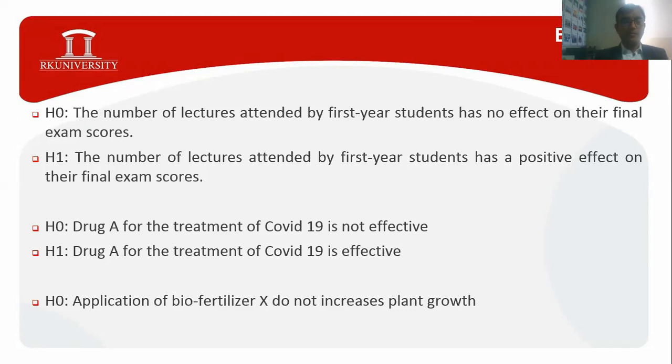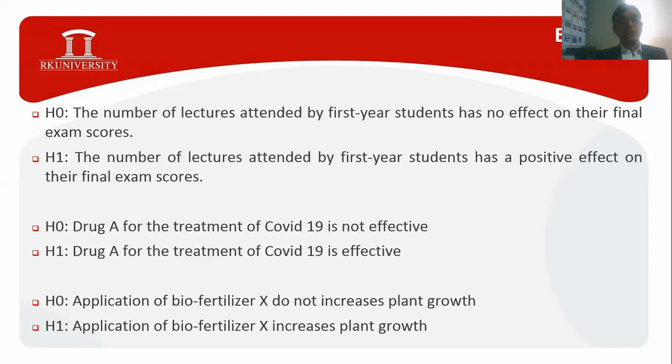Last example, let us say that application of biofertilizer X does not increase plant growth. Whereas a researcher wants to prove that application of biofertilizer X will lead to an increase in plant growth. Then that will be part of the alternate hypothesis. So I hope these examples give you more clarity about how to frame statistical hypotheses, especially the null and the alternate one.